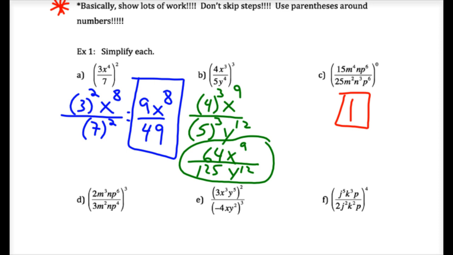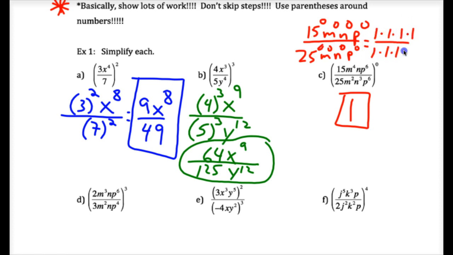Anything to the 0 power is 1. Do not be the knucklehead kid that writes this: 15 to the 0, m to the 0, n to the 0, p to the 0, over 25 to the 0, m to the 0, n to the 0, p to the 0. And then they write 1 times 1 times 1 times 1 over 1 times 1, which equals 1. That's not showing work, that's not skipping steps. Okay? Anything to the 0 power is 1.